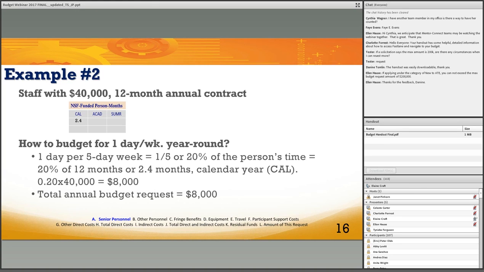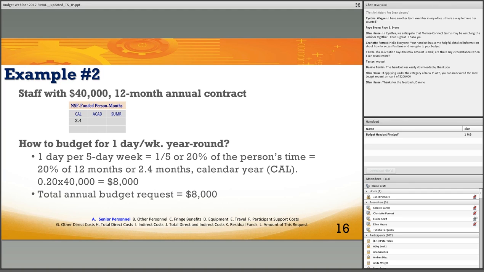The first step is to determine the equivalent number of calendar months. In this case, 20% yields 2.4 months. The monthly amount is multiplied by 2.4 to provide the budget request per year. In this situation, time for an employee who is not faculty, again I repeat, not faculty, should be reported as calendar months. The picture insert on this slide shows how to report this person's time.